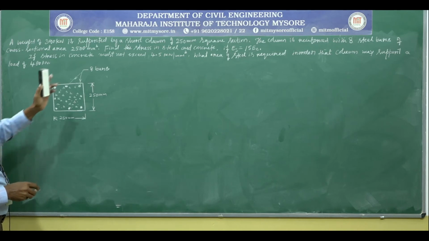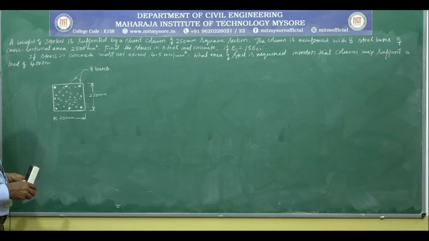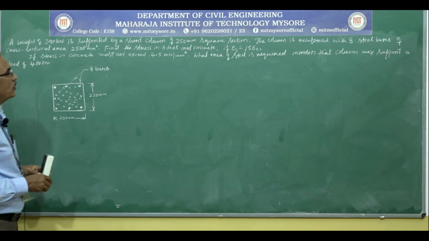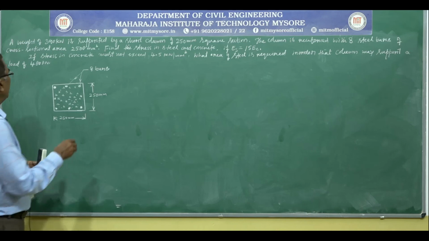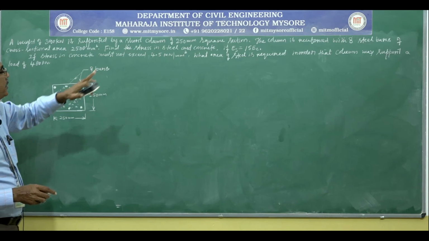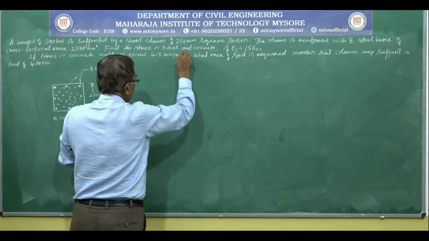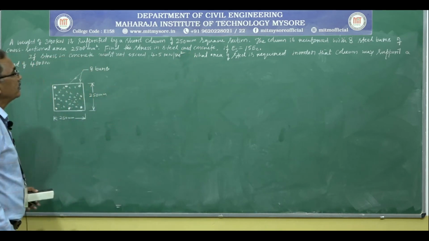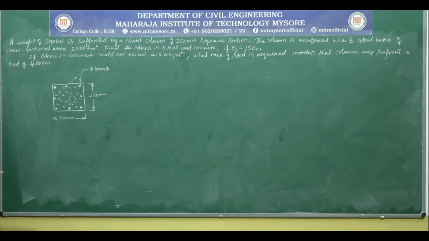We are asked to find the stress in steel and concrete, given Es is equal to 15 times Ec, that is, Young's modulus of steel is equal to 15 times Young's modulus of concrete. Next, if the stress in concrete must not exceed 4.5 meganewton per meter square, it is not millimeter square, meganewton per meter square, what area of steel is required in order that the column may support a load of 480 kilonewton?